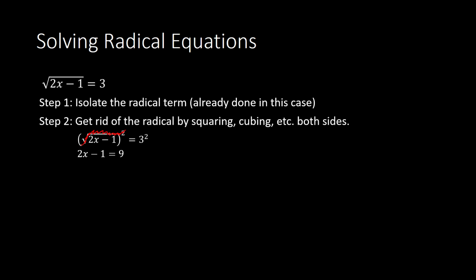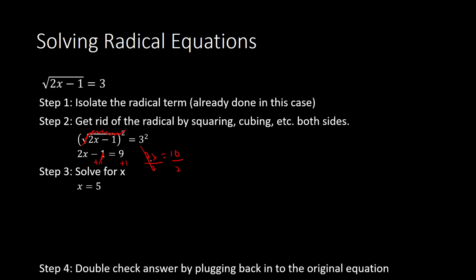So once you have gotten rid of the radical, we now have an equation that we can solve. So step 3 is solving for x. So if we add 1 to both sides, we get 2x equals 10. And so then 2x equals 10. Divide both sides by 2, x would be 5. So we have now solved a radical equation.